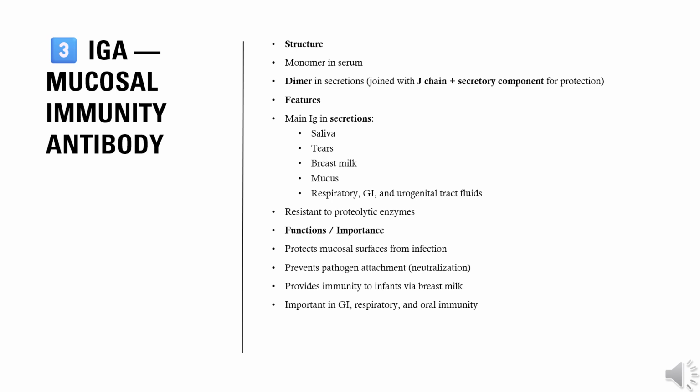The main feature of this antibody is that it is present in saliva, tears, breast milk, mucus, and respiratory tract, GIT, and urinogenital tract fluids. It is very resistant to proteolytic enzymes. The main function is to protect mucosa from infection, prevents pathogen attachment, provides immunity to infants via breast milk, important in GI, respiratory, and oral immunity.